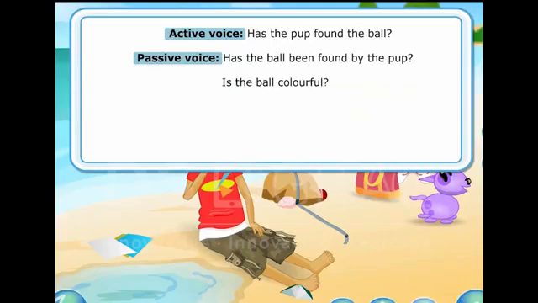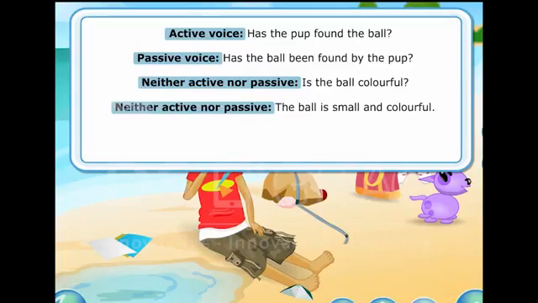Look at this sentence. Is the ball colorful? In this question, there is no action and no doer or receiver. This question is just asking whether the ball is colorful or not. This question is in neither the active voice nor passive voice. Similarly, we often come across statements that are in neither active nor passive voice.